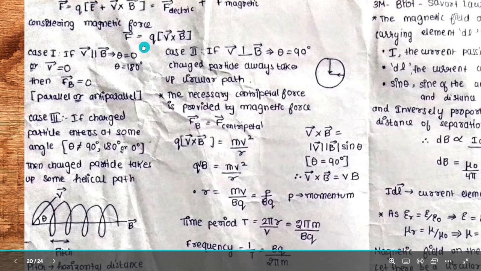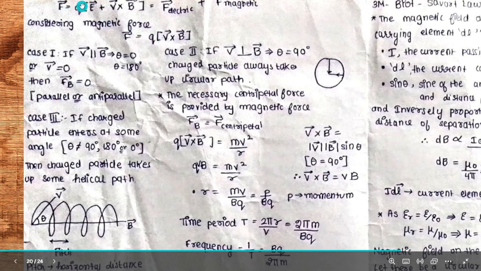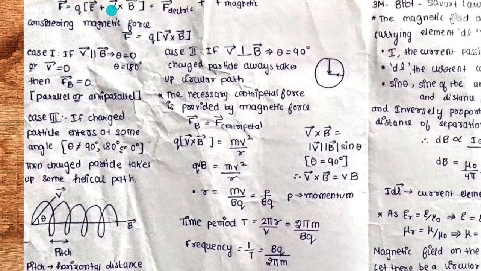So final force F is equal to what? We have taken q common, so we have F bar equals q times E bar plus v bar cross B bar. Remember, v bar cross B bar should be done separately, and then we need to add that vector product with the electric field.